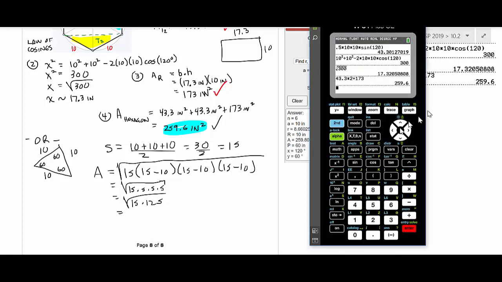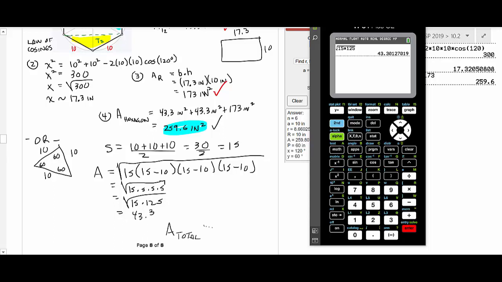Then I'm going to go ahead and just do that on the calculator here. All right, just in one step. So square root of 15 times 125. And that's going to give this. Okay, so it's 43.3. And then there's 6 of these, so the total area would just be 6 times 43.3. So that sounds like it would give about the same answer. Yeah, that's 259.8.